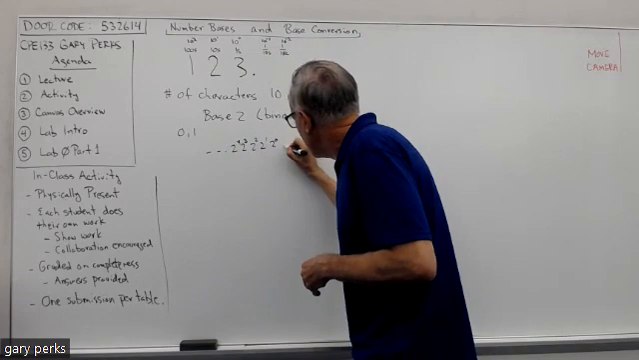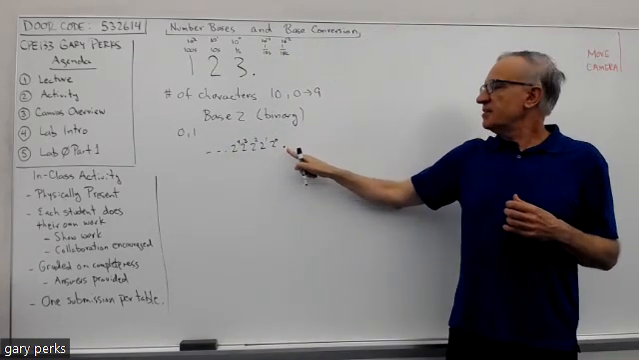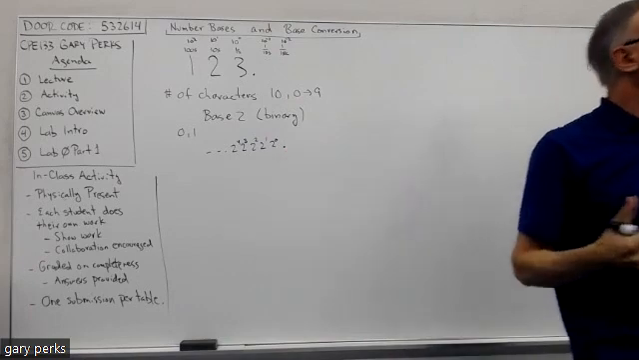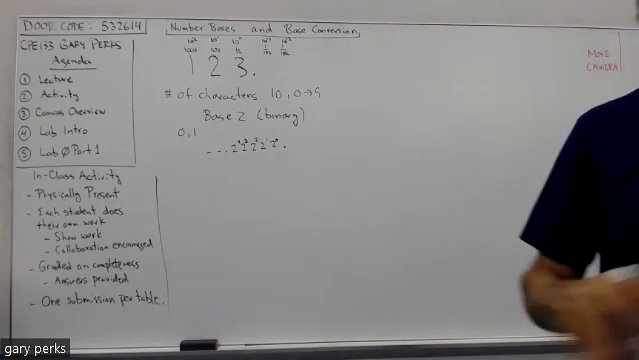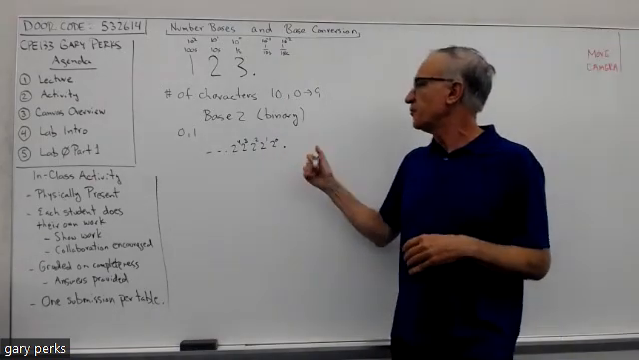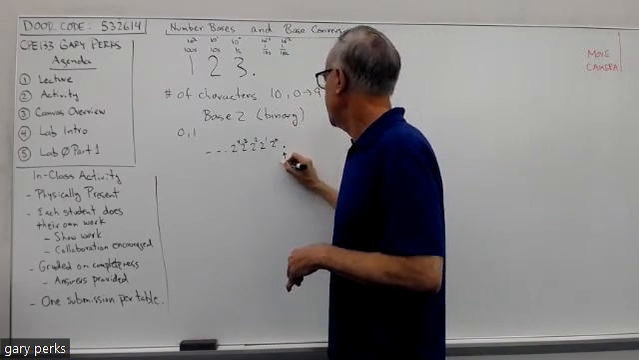And then there's also a point. Now, in any base other than base 10, this point is not called a decimal point, because decimal stands for base 10. In other bases, this is called a radix point. Radix.